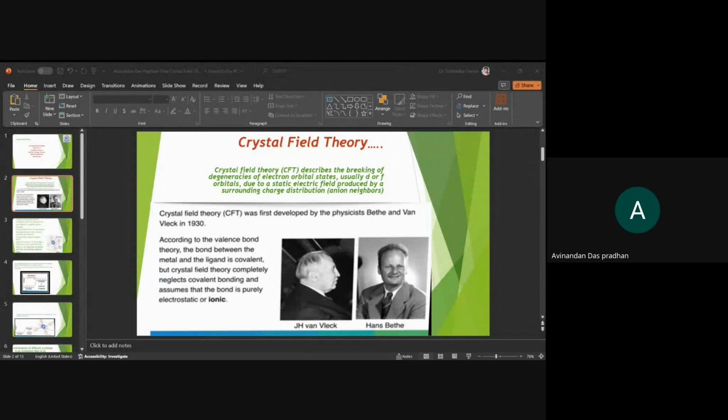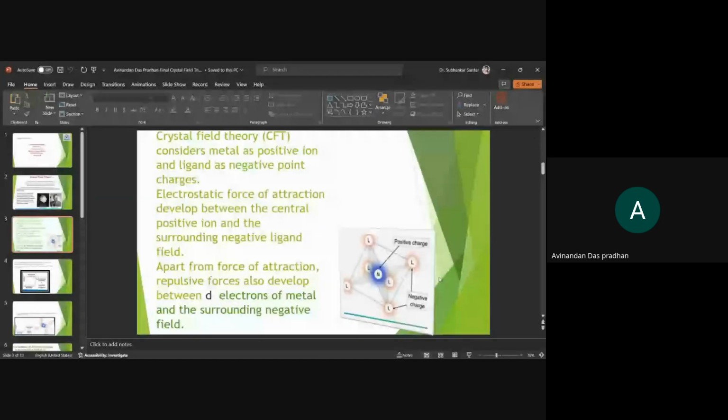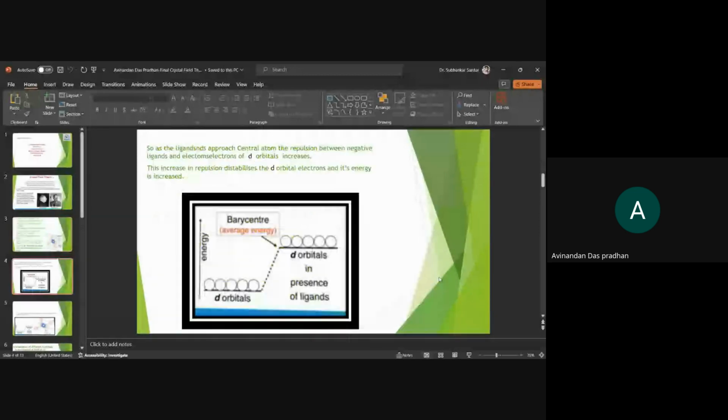As we know, the covalent bond is formed between the metal and the ligand according to valence bond theory. But in crystal field theory, they assume that the bond is purely ionic or electrostatic. Next, crystal field theory considers the metal as a positive ion and the ligand as a negative charge. An electrostatic force of attraction develops between the central positive ion and the surrounding negative ligand field. Along with the attraction, a repulsive force also develops between the d electrons of the metal and the surrounding negative field.